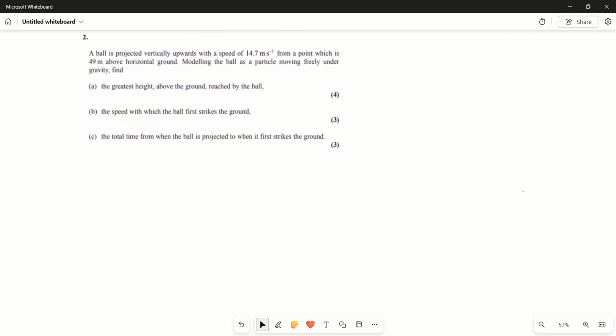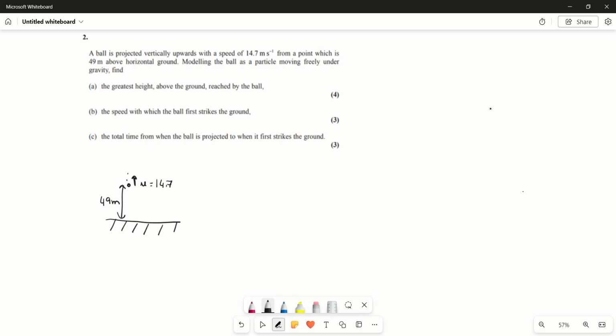So, as we know, a ball is being projected vertically upwards with a speed of 14.7 from a point which is 49 meters above the horizontal ground. So, 49 meters above the horizontal ground, being projected upwards with initial velocity 14.7. We would like to work out the greatest height above the ground.